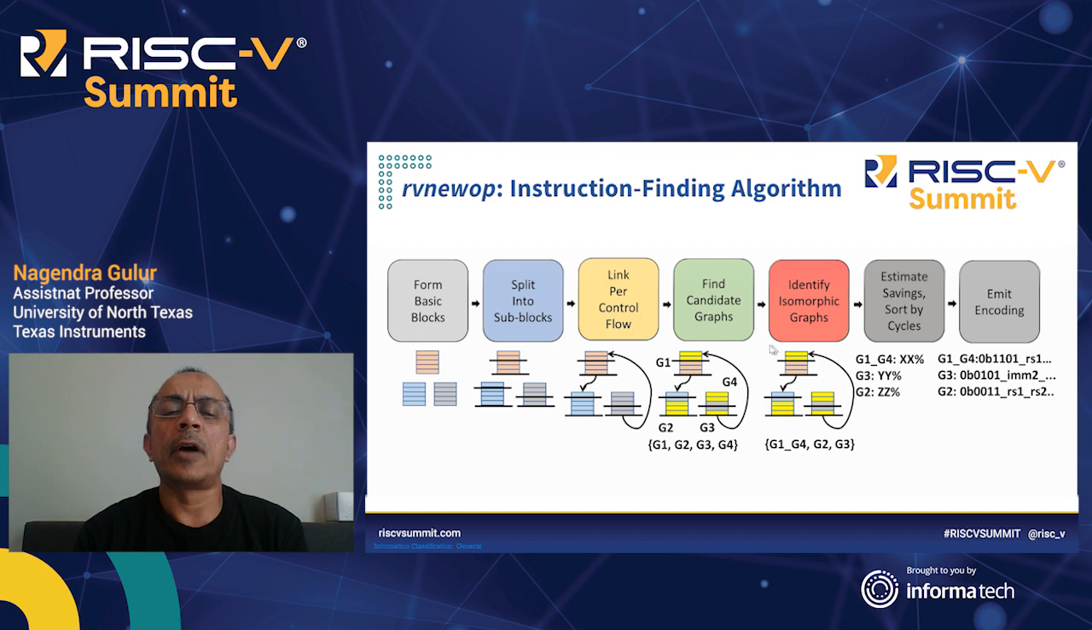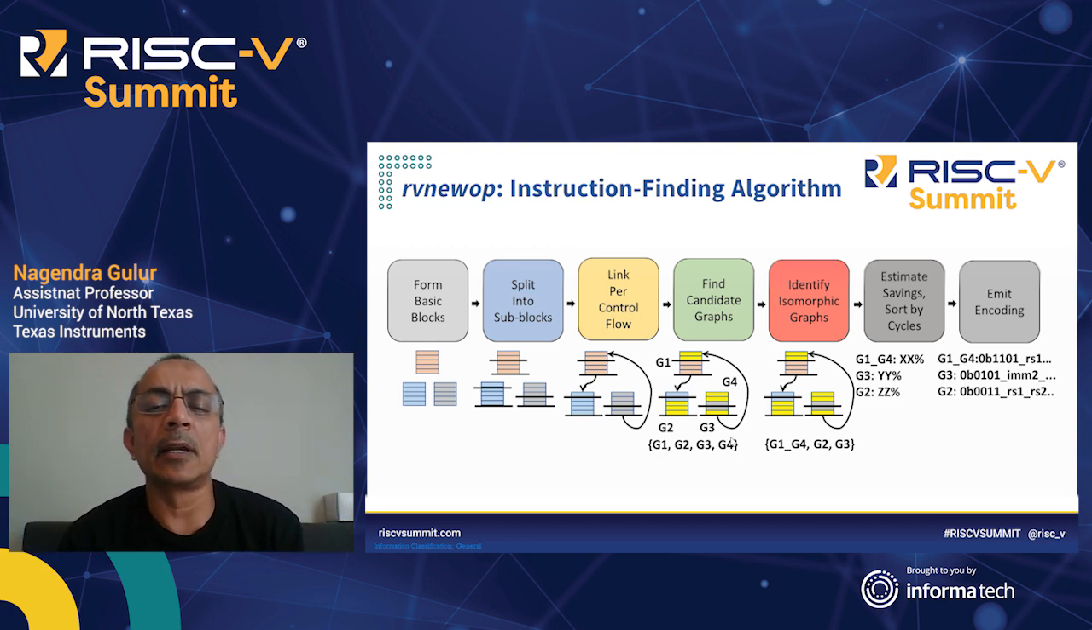And then we are ready to find candidate graphs. Here we have highlighted 4 candidate graphs, G1 through G4, that the tool has found. Essentially, the candidate graphs that the tool finds have to satisfy certain requirements for them to be collapsible to form new instructions.